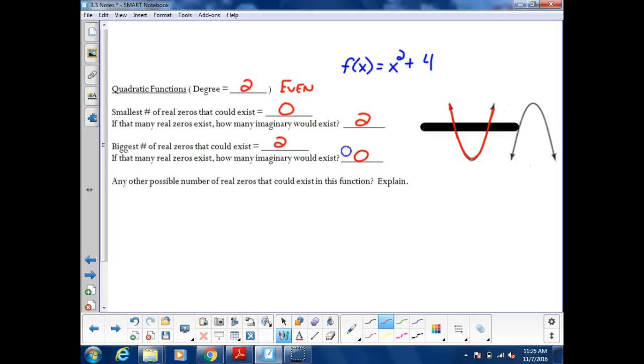Now my question is this. Is there any other possible number of real zeros? Yes. What? 1. I could have 1 real zero. If I have 1 real zero, how many imaginary zeros would I have? 1. No. 0. 2. Imaginaries have to come in pairs. So I'd have 0 imaginaries. Explain to me when I have 1 real zero and 0 imaginary zeros.